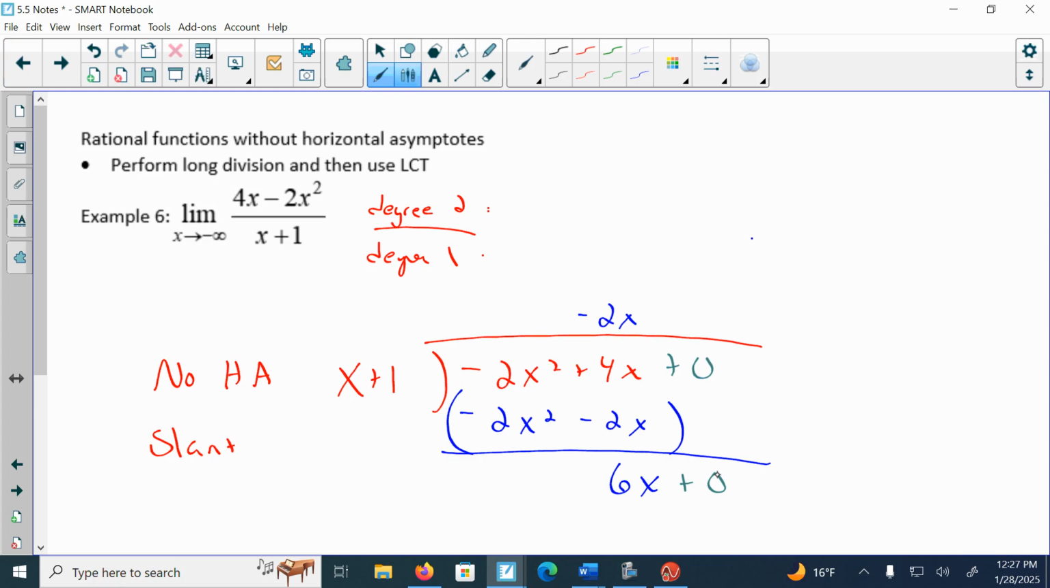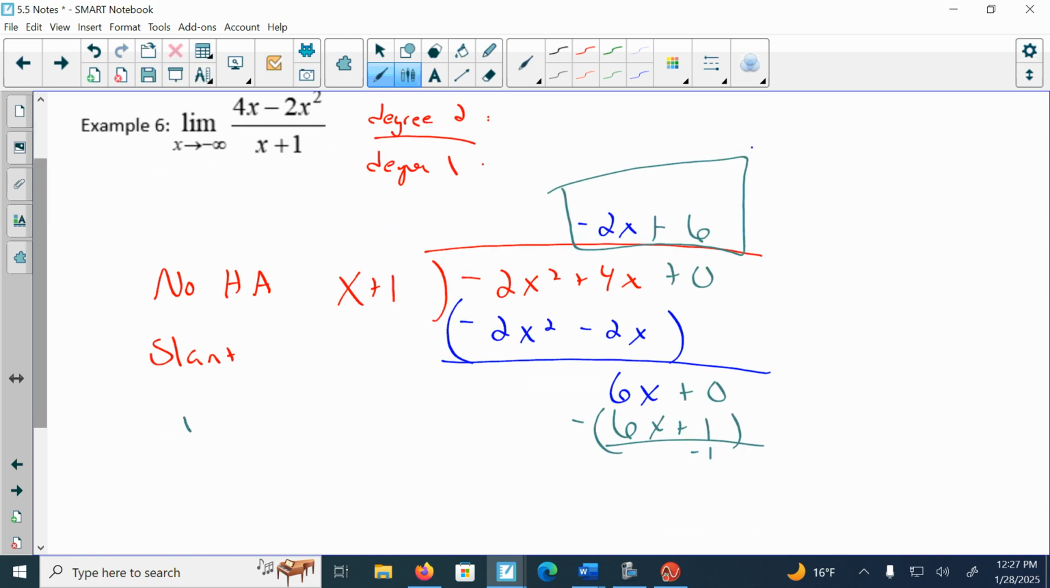Ask myself, what do I have to multiply x by to get 6x? And you say 6. So this will be 6x plus 6, and subtract. And we end up with negative 6. It doesn't really matter what that remainder is. This is the equation of my slant asymptote. So my slant asymptote has an equation of y is equal to negative 2x plus 6.